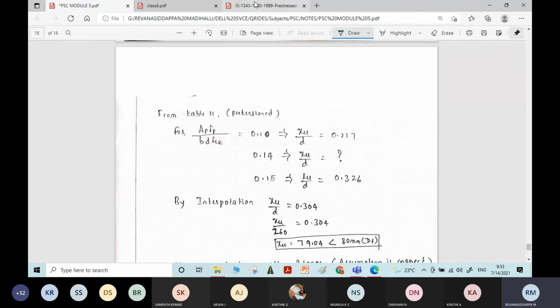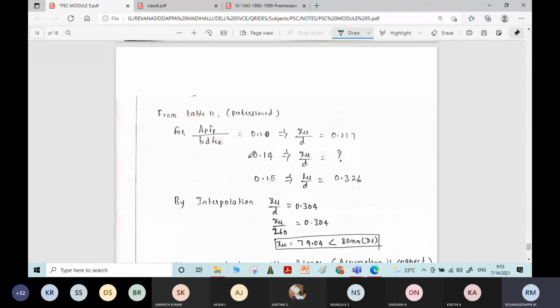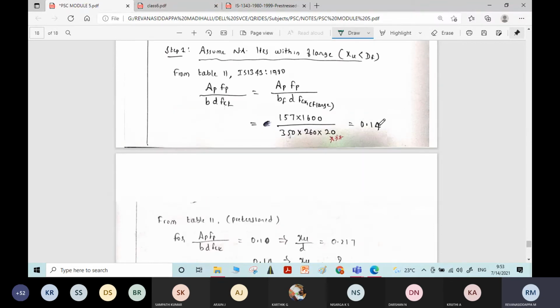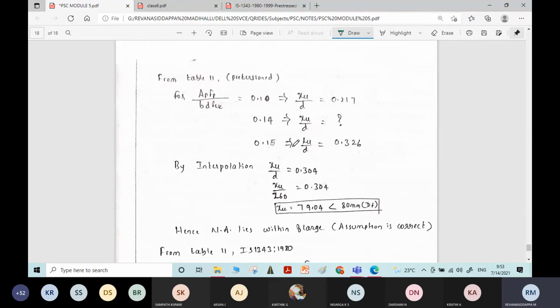Corresponding xu by d ratio I have determined for the pre-tensioned case. Referring to these values, corresponding to Ap fp divided by b d fck equal to 0.14, I determined the corresponding xu by d value by doing the interpolation. The corresponding xu by d value I got as 0.304.